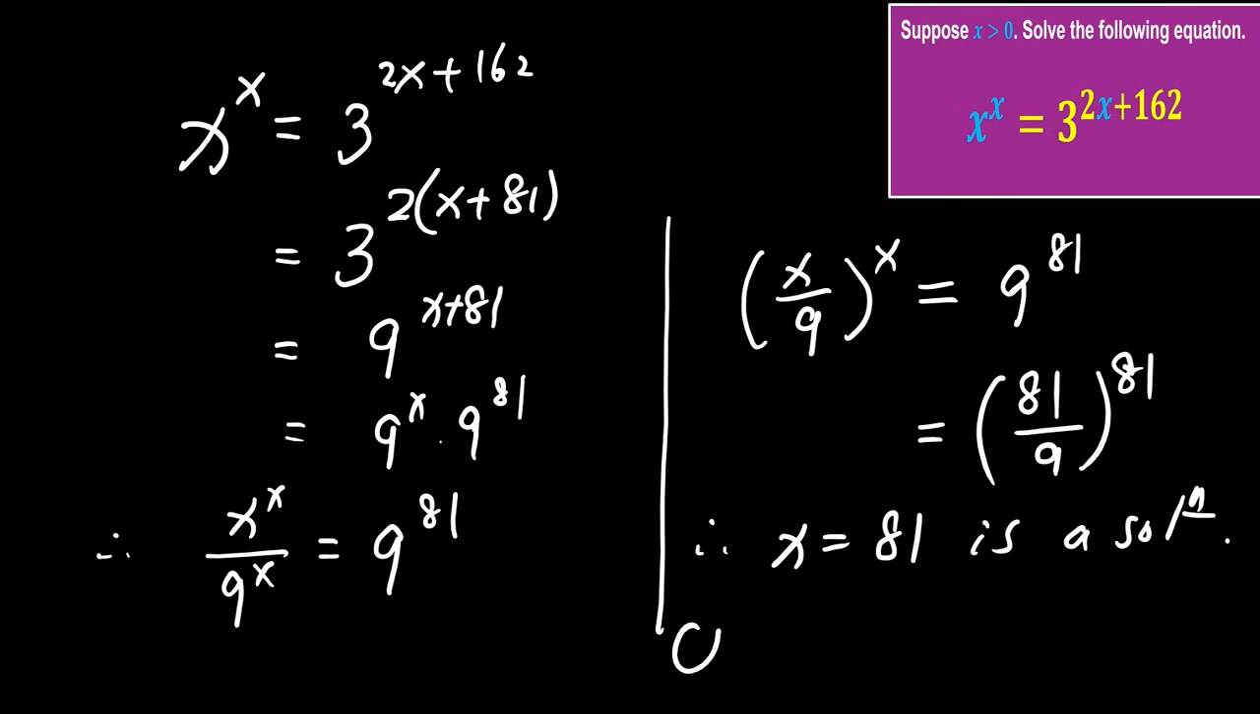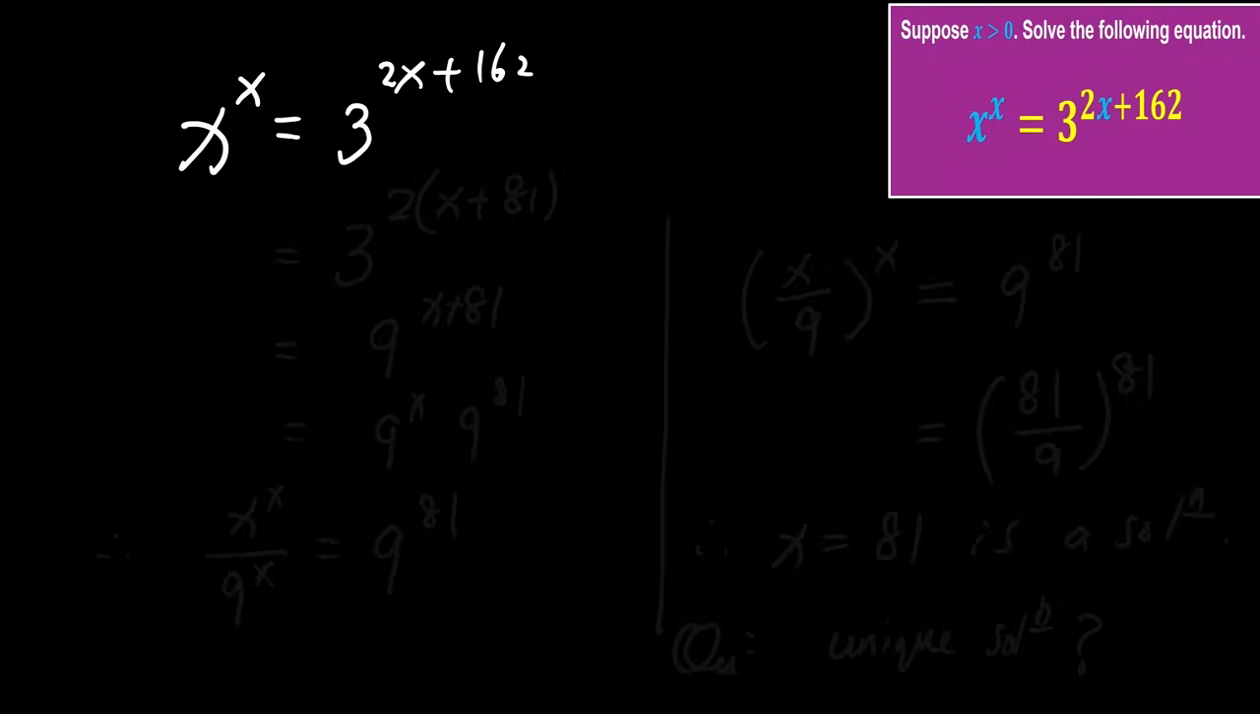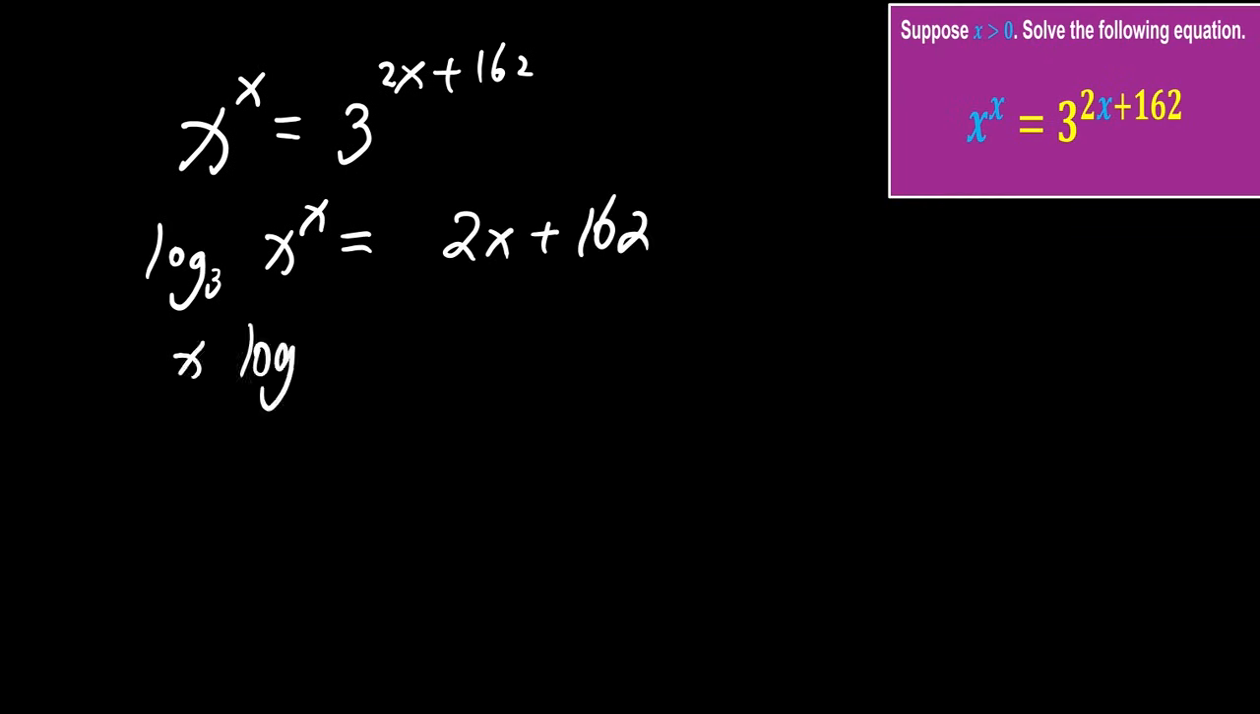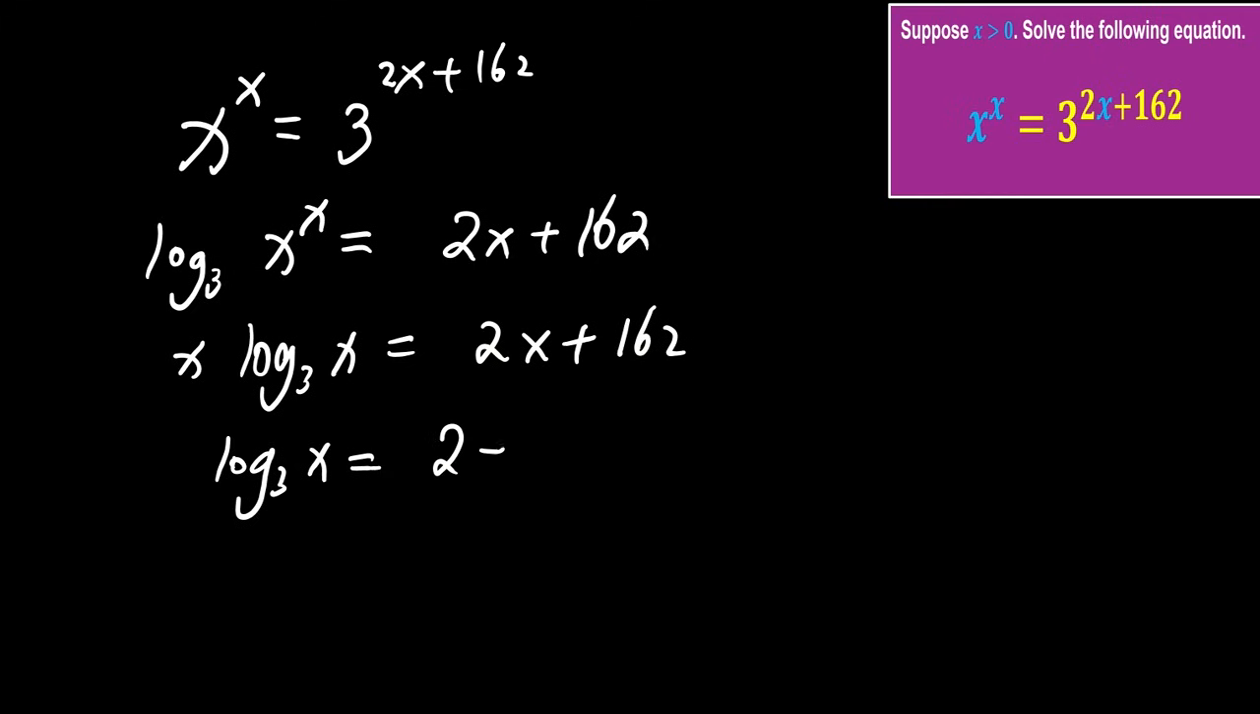So the next question: if x equals 81, is it the unique solution? Let's look at this question again, and we can take log on both sides, in this case log base 3. So the right side will be 2x plus 162. Left hand side, x times log base 3 of x equals 2x plus 162. Log base 3 of x equals 2 plus 162 over x.